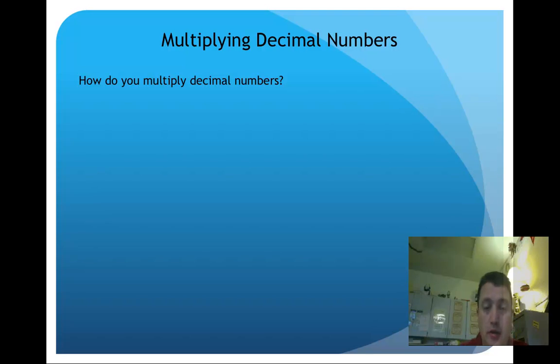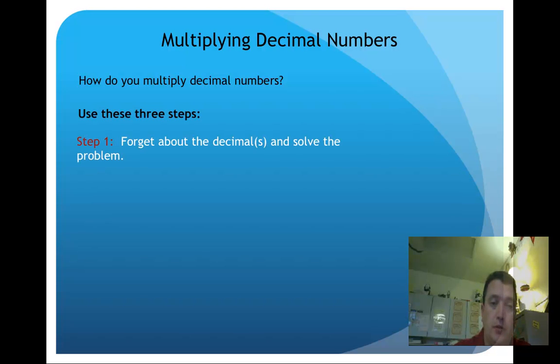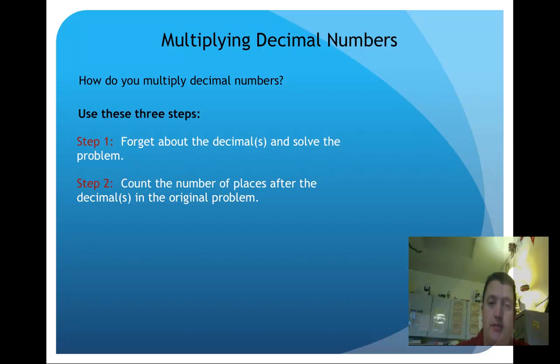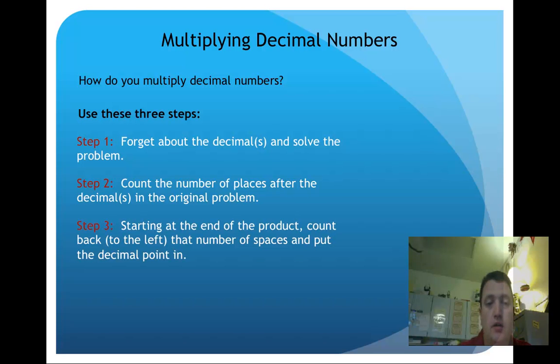So how do you multiply decimal numbers? Well, this is one area I noticed on your pretest that we struggle a little bit, but the good news is with a few simple steps, I think most of you are going to have no problem with this. So let's look at these 3 steps. Step 1, you're going to forget about the decimals and just solve the problem. Pretend they're not even there. Step 2, count the number of places after the decimal in the original problem, or decimals. Step 3, starting at the end of the product, remember that's the answer for your multiplication problem, count back to the left that number of spaces and put the decimal point in.